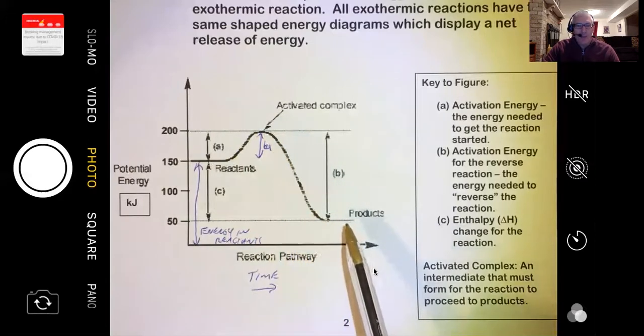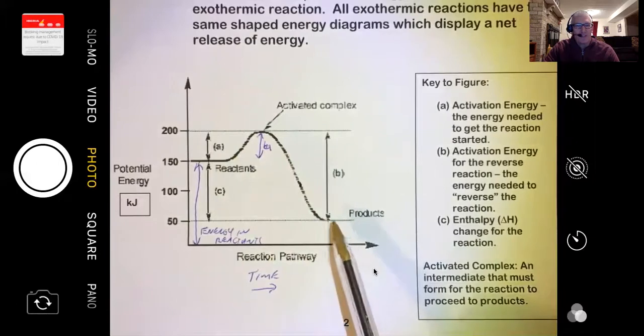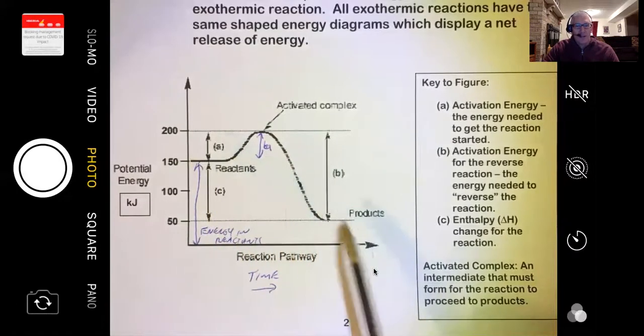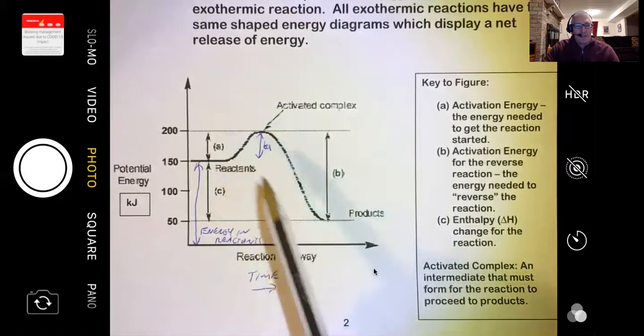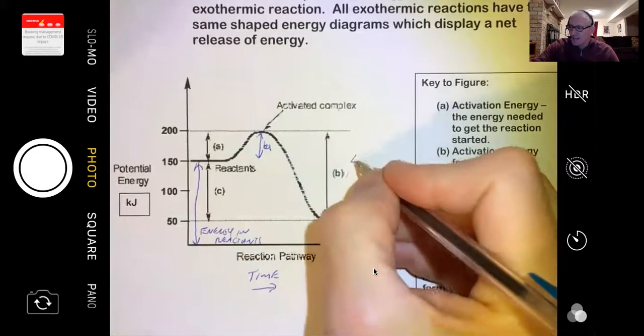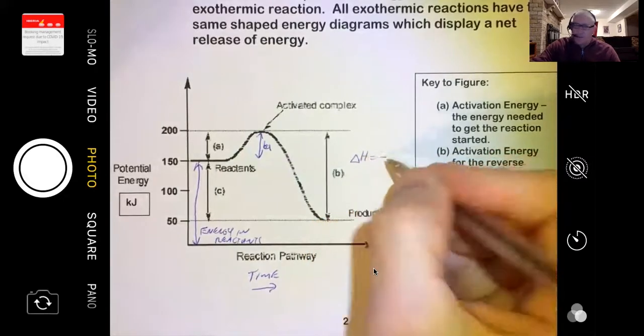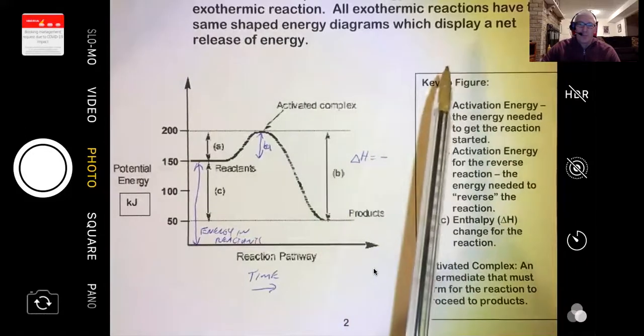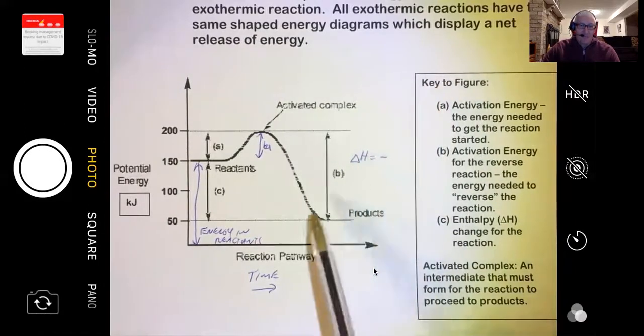And so our products end up at a lower energy state than our reactants. That's the hallmark of an exothermic reaction. Reactants have more energy than products. Because remember, we gave off energy, so the reaction lost energy. It's a delta H that was negative. We had our energy term showing up over on the product side of things.